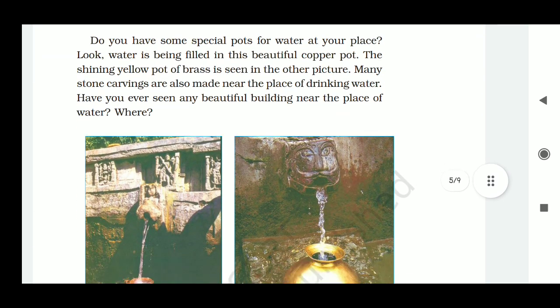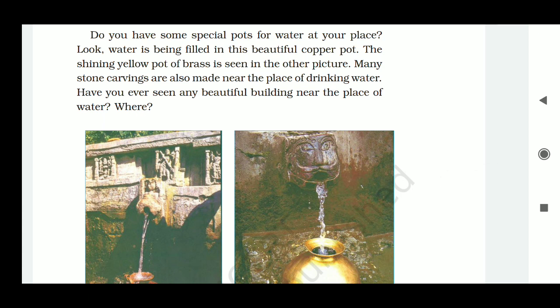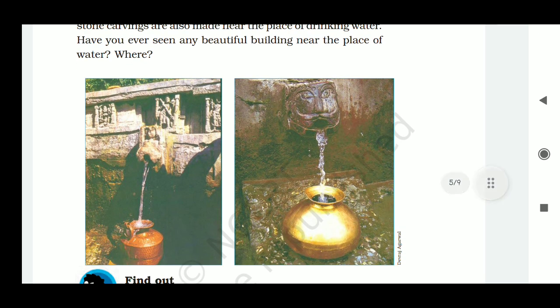Do you have some special pots for water at your place? The water is being filled in this beautiful copper pot. So here you can see a picture of a beautiful copper pot. The shining pot is chapuni. The shining yellow pot of brass is seen in another picture. Many stone carvings are also made near the place of drinking water.